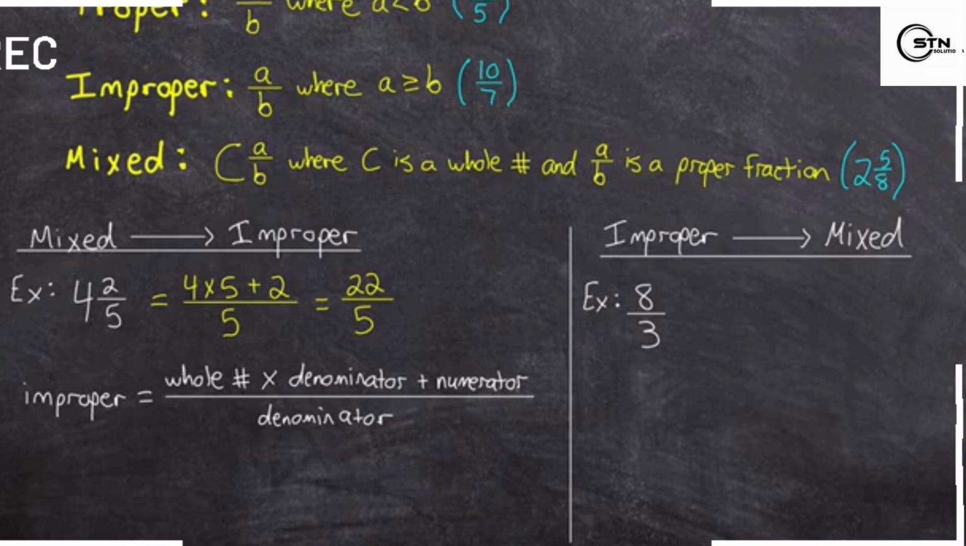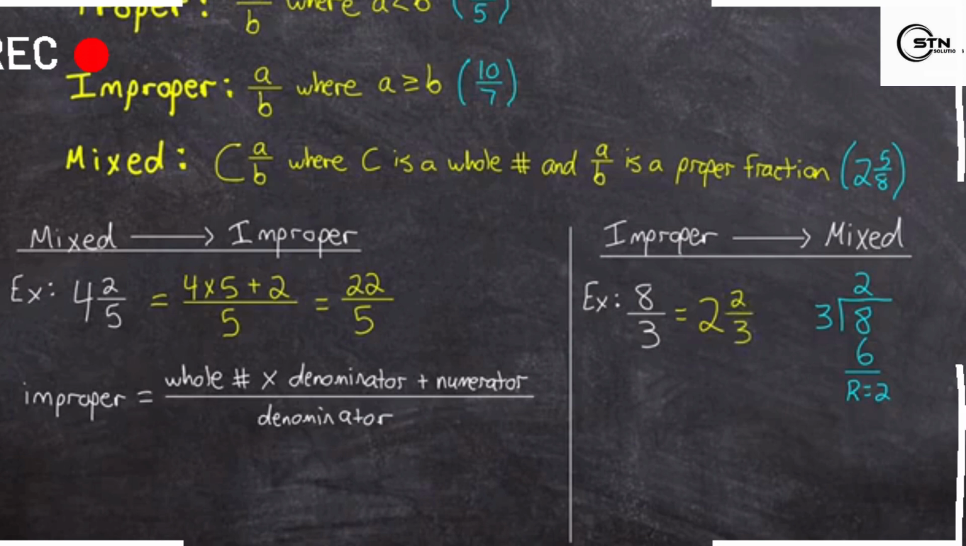So I could set up a long division table, and 3 goes into 8 2 whole times. 2 times 3 is 6. And then when I subtract from my dividend, I see that I have a remainder of 2, which means that 8 over 3 can be written as: it goes in 2 whole times, and then because my remainder is 2, it goes in 2/3 of another time.